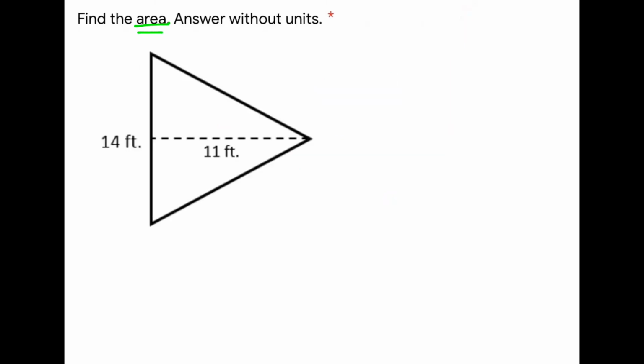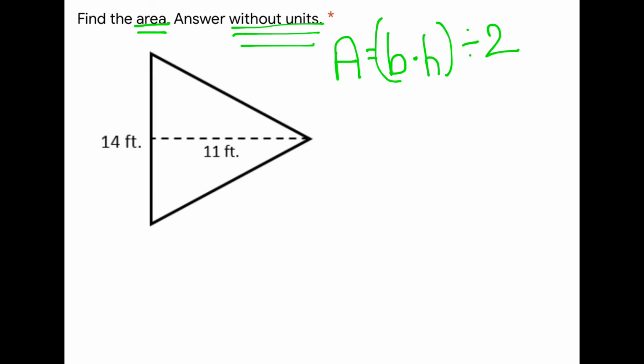Find the area. We know that area of a triangle equals our base times our height. Because a triangle is half of a rectangle, we divide by 2. Go ahead and fill in your base, your height, and then divide it by 2. You are answering without units. So do not write feet squared. Feet squared is the appropriate answer, but we are not labeling it feet squared.